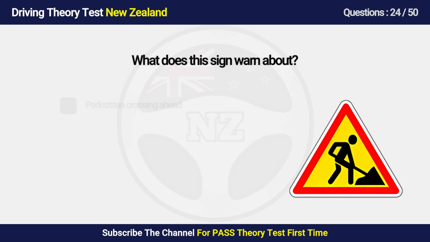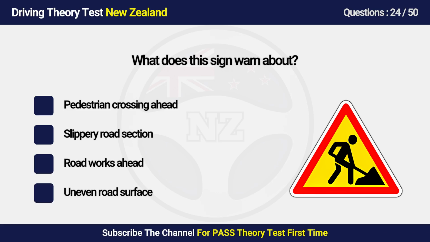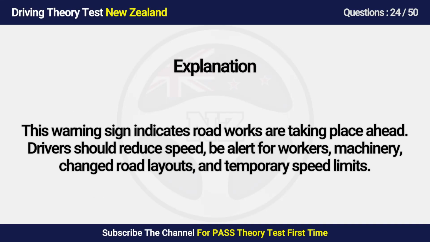Question 24. What does this sign warn about? A. Pedestrian crossing ahead. B. Slippery road section. C. Road works ahead. D. Uneven road surface. Answer is C. Road works ahead. This warning sign indicates road works are taking place ahead. Drivers should reduce speed, be alert for workers, machinery, changed road layouts and temporary speed limits.